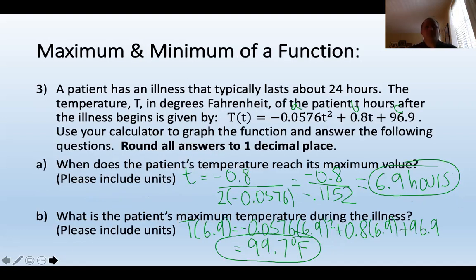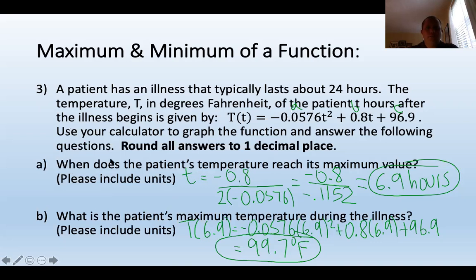The next problem states, a patient has an illness that typically lasts about 24 hours. The temperature T in degrees Fahrenheit of the patient t hours after the illness begins is given by T of t equals negative 0.0576 t squared plus 0.8 t plus 96.9. Use your calculator to graph the function and answer the following questions. We're going to round all answers to 1 decimal place.